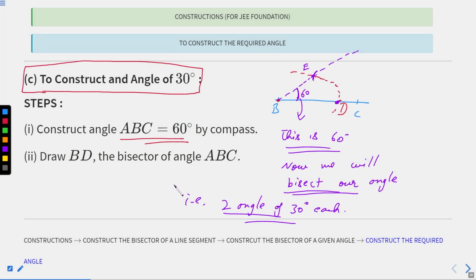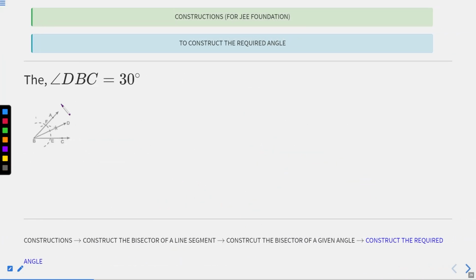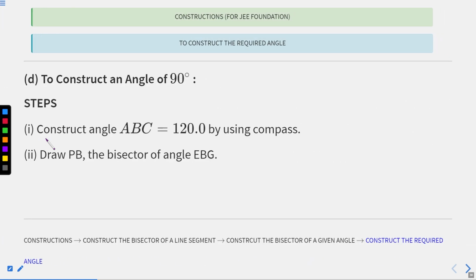So these are the steps. It is quite easy to see. I hope this is clear to you. Now let's move to next. Now we have to construct the 90 degree angle. So first, just construct an angle of 120 degrees. Sorry, it must be like this.